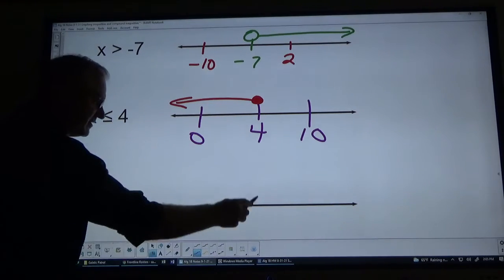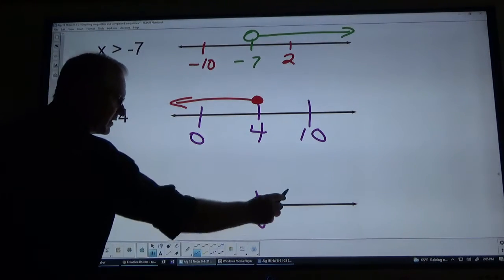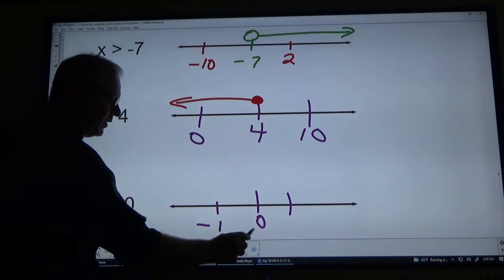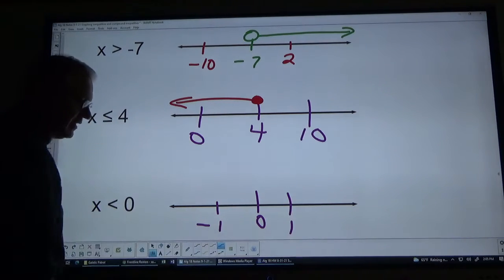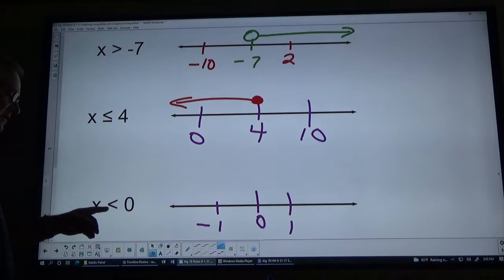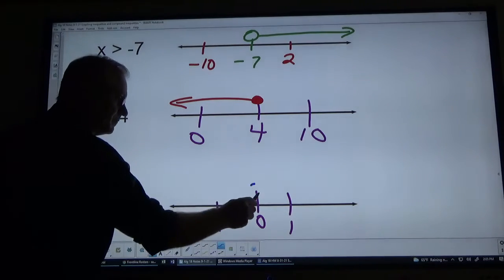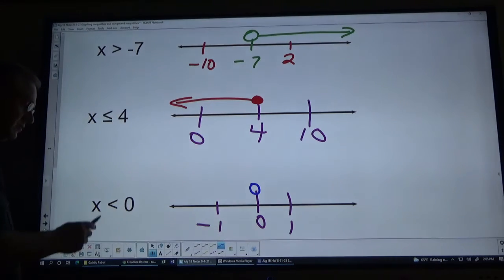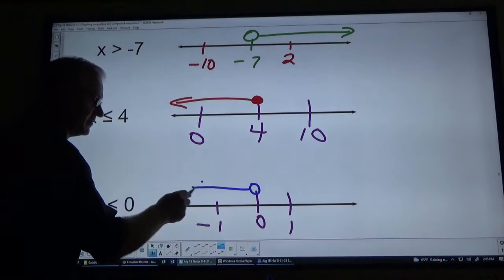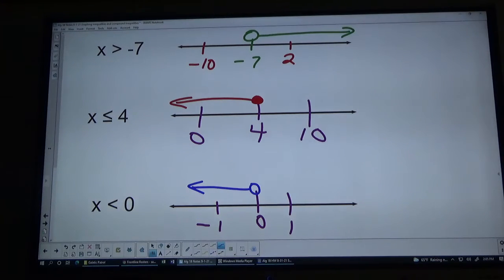Finally, I've got 0, so I can pick a number on either side, like -1 and +1. And then it's an open circle with an arrow to the left. -1 is definitely smaller than 0. +1 is not smaller than 0, so you can be sure you've done it right. So that's graphing inequalities that are already solved.